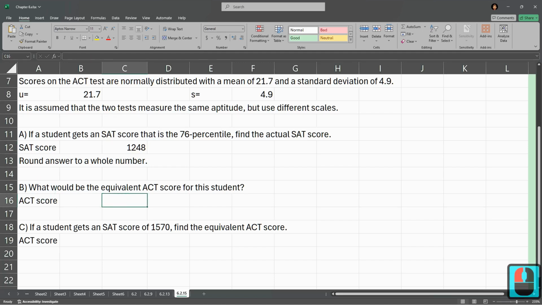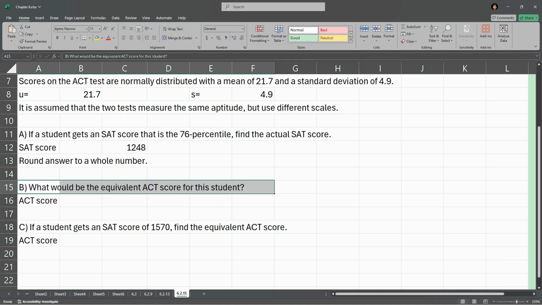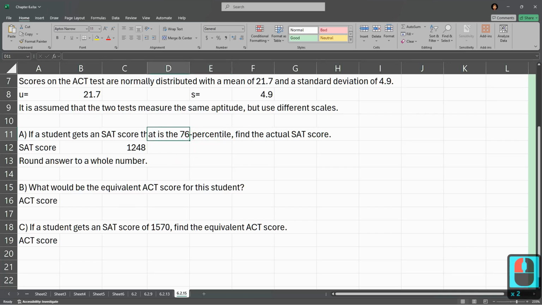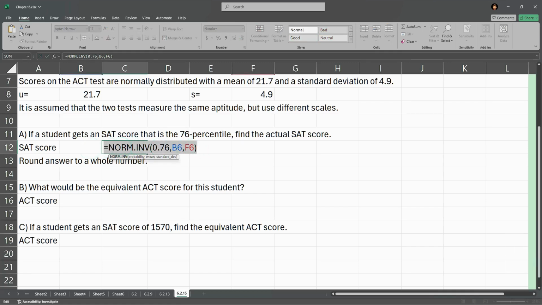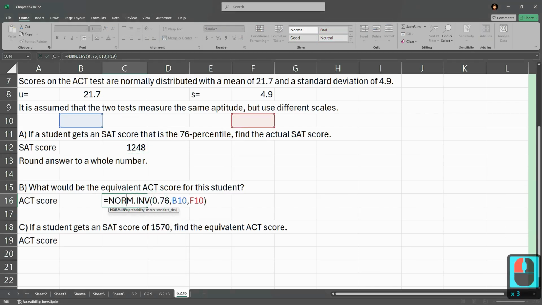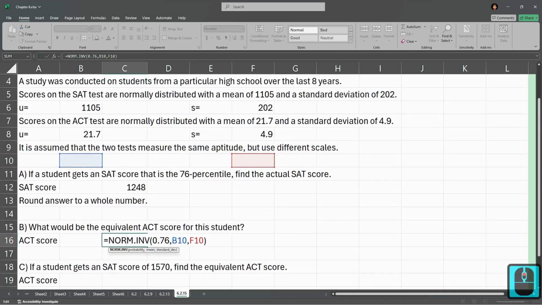And now we're going to do part B. What would be the equivalent ACT score for this student? It's assumed that the two tests measure the same aptitude, which means the student would be in the same percentile for the ACT test as they are for the SAT. So basically we can redo this here. Now I'm going to copy everything here and paste it here, but notice what just happened. It shifted everything. It's not so bad.